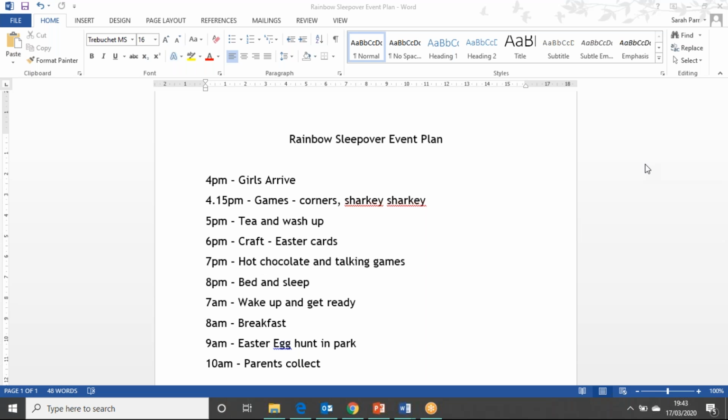Okay, so what would we need to put in the risk assessment for when girls arrive, and what are we actually going to do?